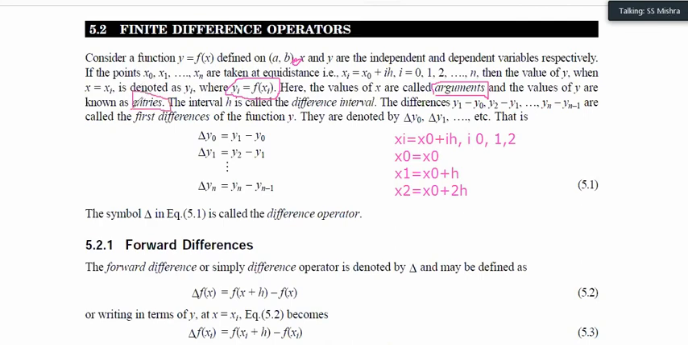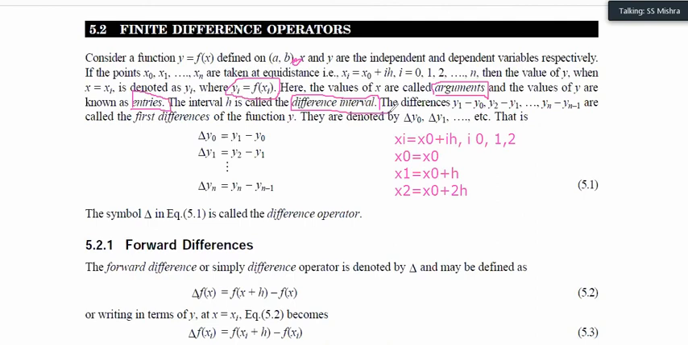The interval h is called the difference interval or differencing interval. Both terms are popular: difference interval, or interval of differencing.